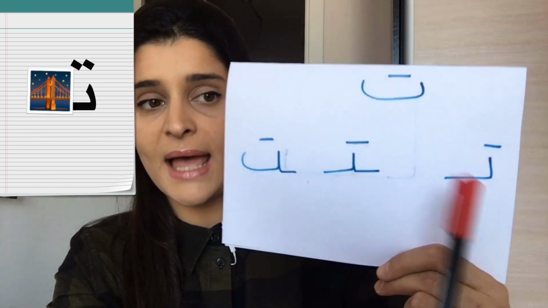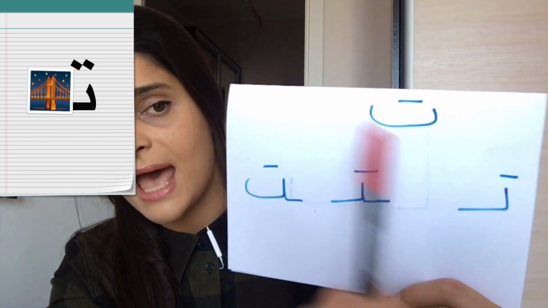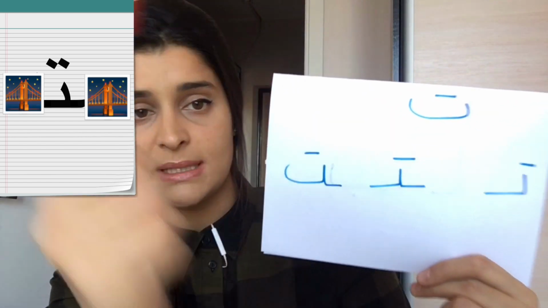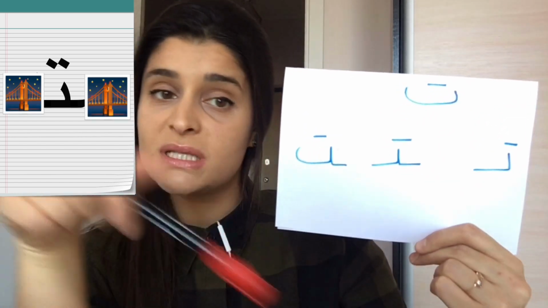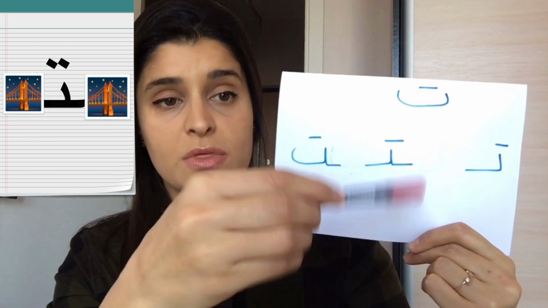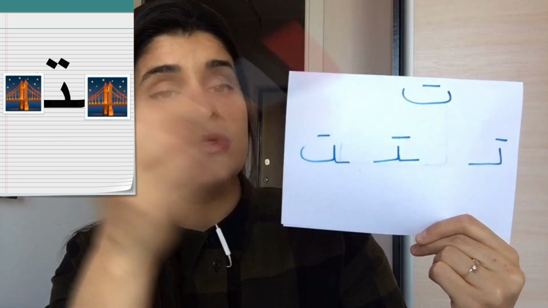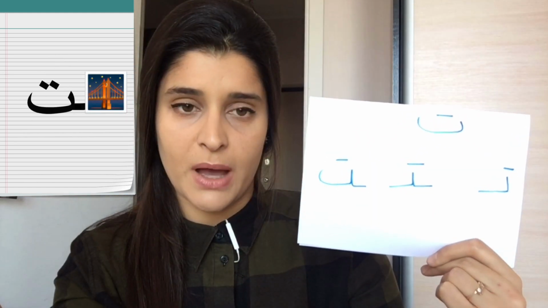So this is letter Ta in the beginning of the word. It stretches its hand and connects to the next letter. Here in the middle, it is the same as letter Ba. It pulls out its hand from its pocket and connects with the older letter. Here it stretches its hand and connects with the smaller letter. In the end, it looks like Ba.